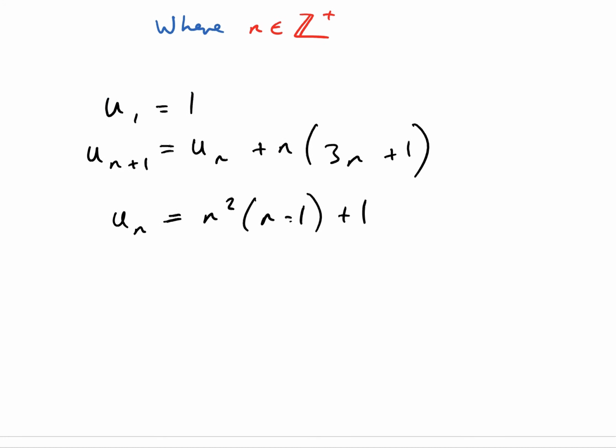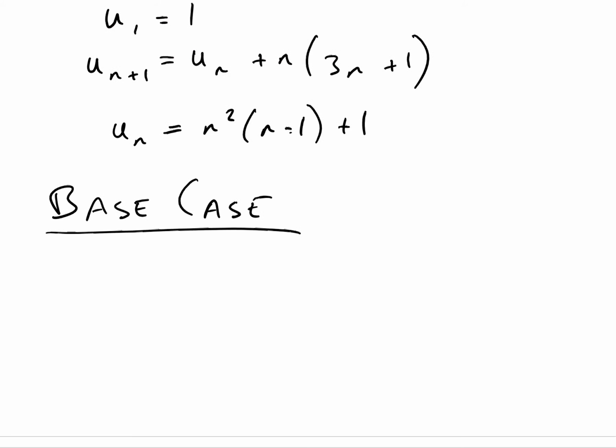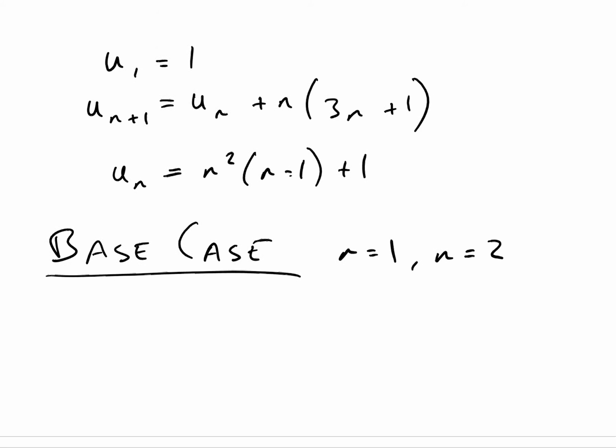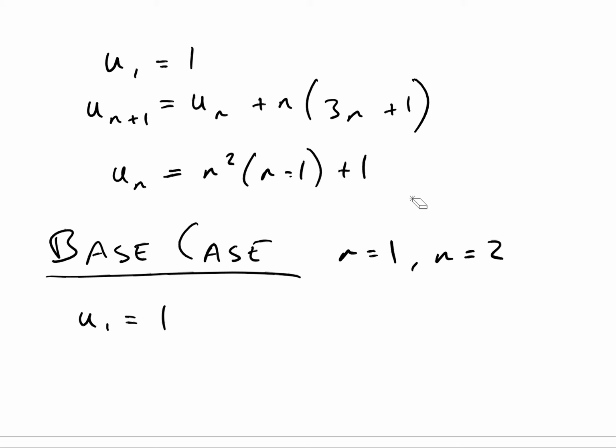So let's do the base case first. Again, write these steps down, so the examiner can follow exactly what you're doing. Remember we need to prove it for n equals 1 and n equals 2. First of all, we've been told that when n equals 1, u1, the first term in the sequence, equals 1. We need to verify that this formula does work for u1 equals 1.